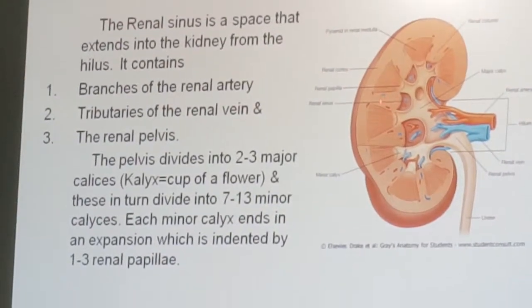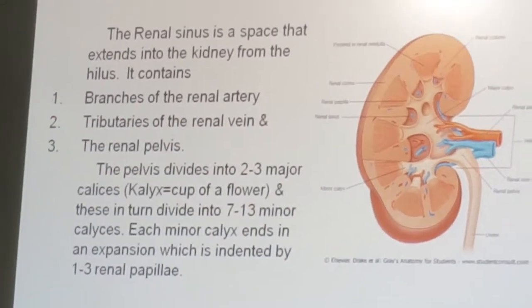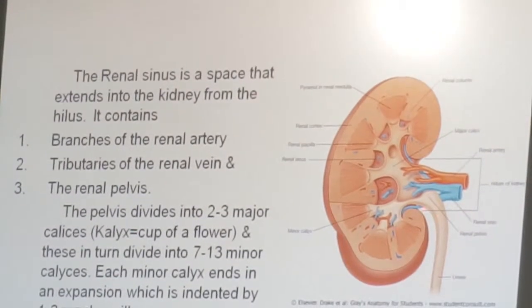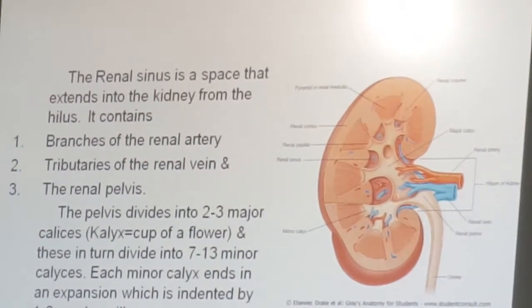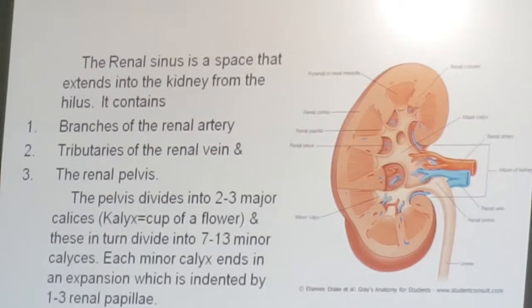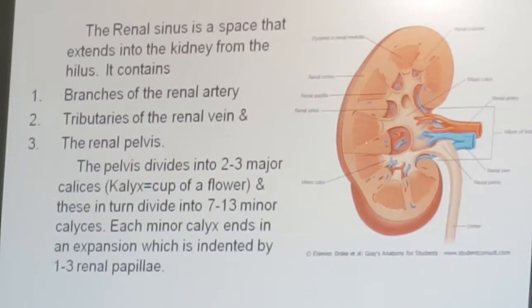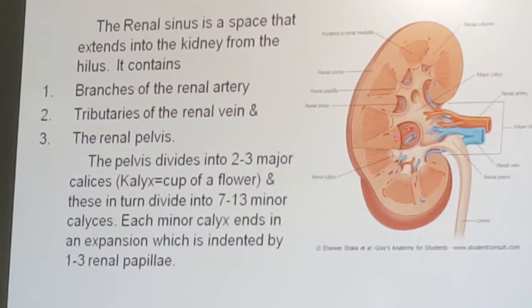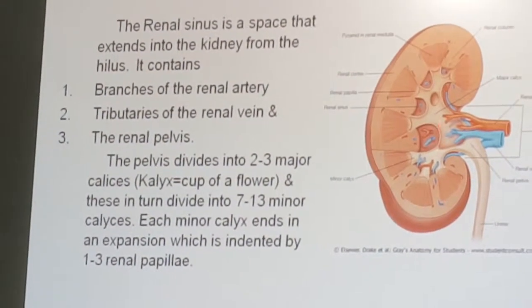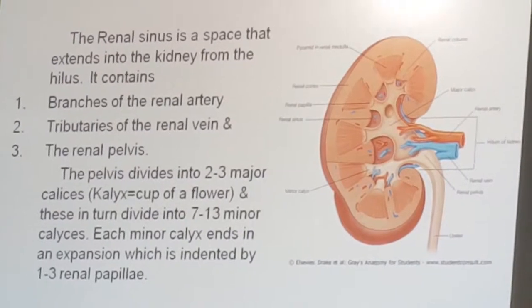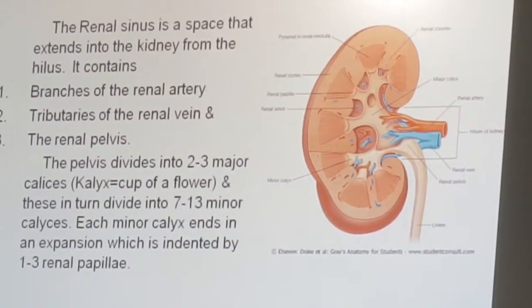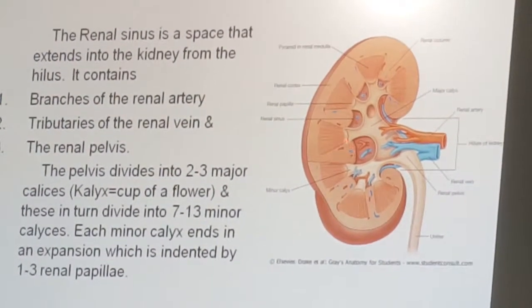The renal pelvis, as I said, will continue as the ureter. It divides into two or three major calyces. These are the minor calyces, these are the major. The major calyces in turn divide into around 7 to 13 minor calyces.